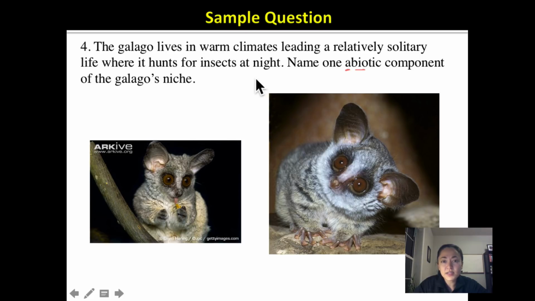When it's active only at night. So some answers you could have put down here would be that it's nocturnal or active at night, and that it also requires warm temperatures to live.